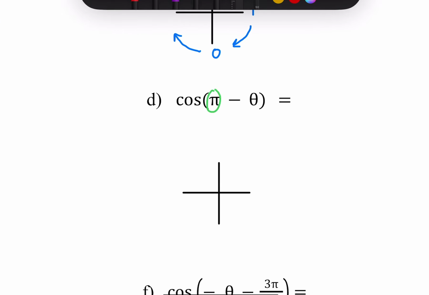At pi, cosine, I think we've done this a few times now, is -1. And then if I go in the negative direction, cosine here is 0. And then it's back to 1. So again, this is just a negative cosine function.